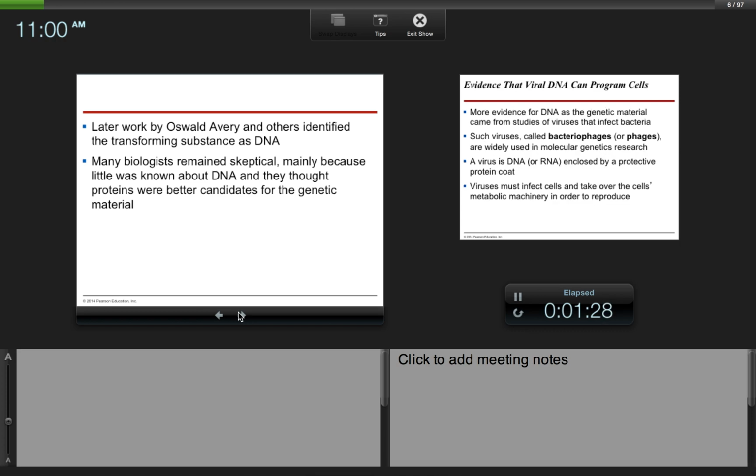Later work by Oswald Avery and others identified the transforming substance as DNA. Many biologists remained skeptical, mainly because little was known about DNA and they thought proteins were better candidates for the genetic material.